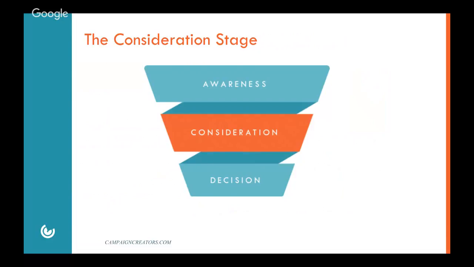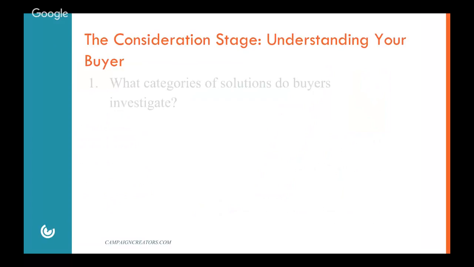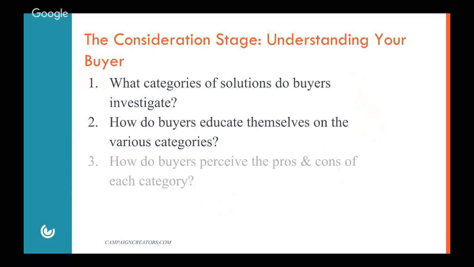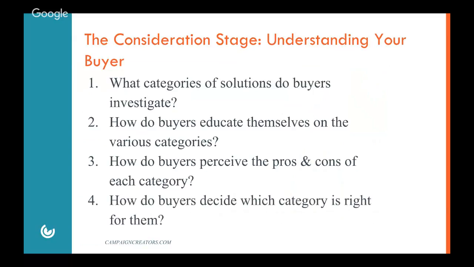And in order to fully understand the consideration stage for your buyer, you should ask, what categories of solutions do buyers investigate? These could include categories that you are not necessarily in. How do buyers educate themselves on the various categories? How do buyers perceive the pros and cons of each category? And then how do buyers decide which category is right for them?